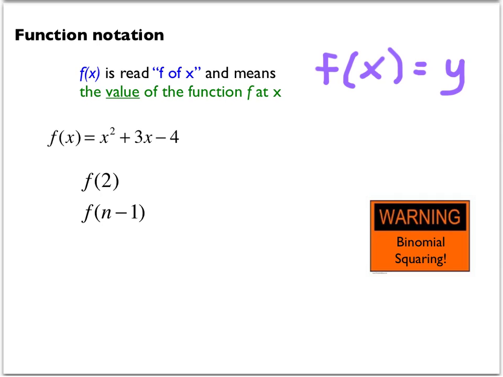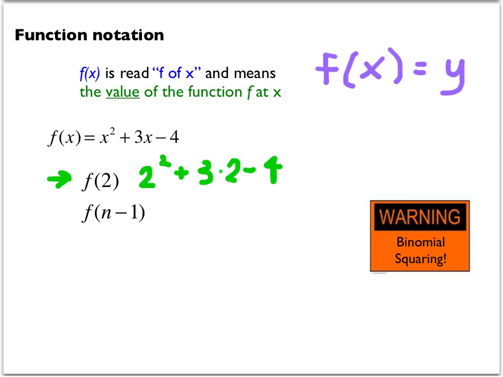So let's take a look at an example here. We have f of x equals x squared plus 3x minus 4. And so this first example here, the f of 2 is how we read that. Well, all we have to do there is put 2 in place of x like this.